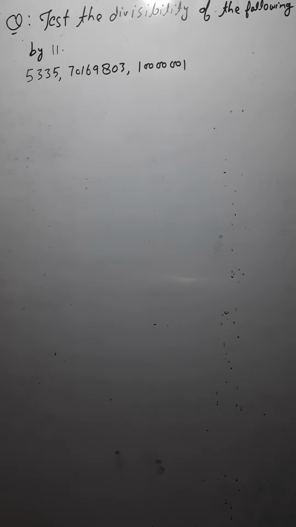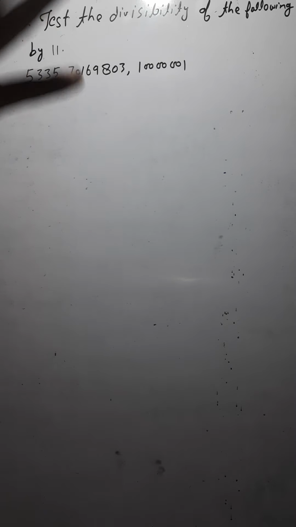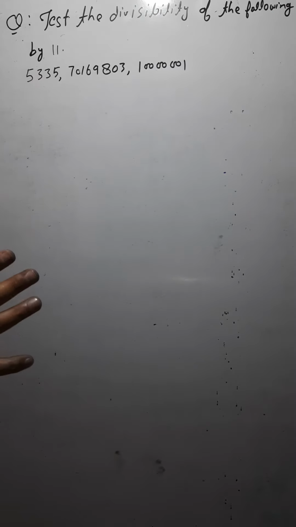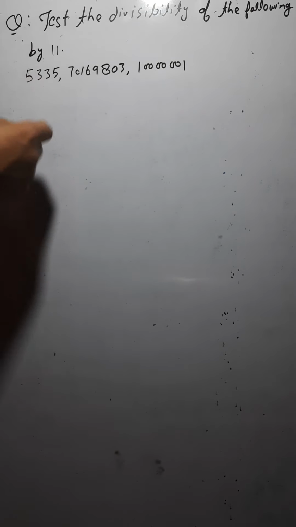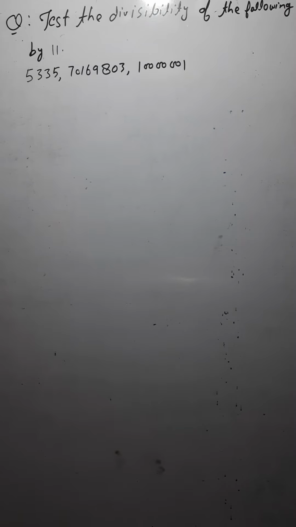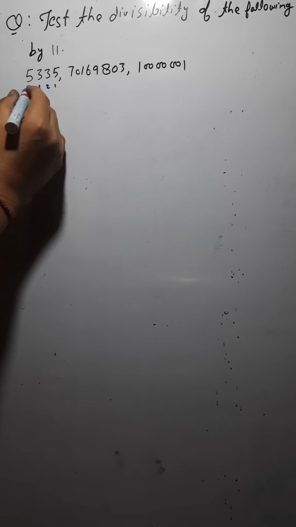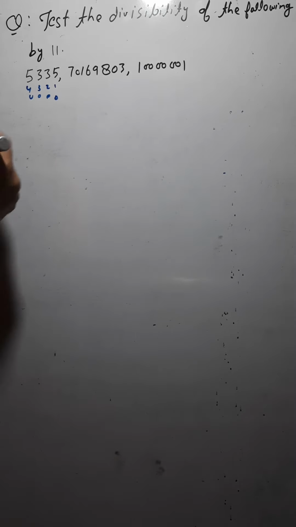So what is the rule there? Let me tell you the rule. The rule is, if the difference of the sum of the numbers at even places and the sum of the numbers at odd places is divisible by 11, then the number is also divisible by 11. Let me repeat again. The odd places mean first place, second place, third place, fourth place. So first and third, these are the odd places. Second and fourth, these are the even places. Okay, are you getting this or not?